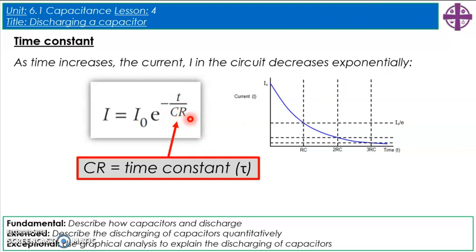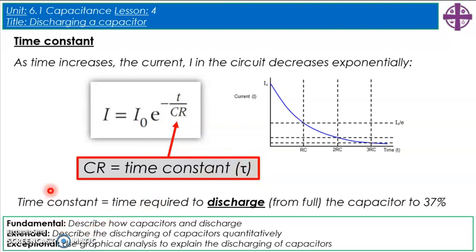This term here, CR, is called the time constant. It's written with the symbol tau, T-A-U, a Greek symbol. It's sort of like a lowercase t but without the top on it. The definition for the time constant is the time required to discharge the capacitor to 37%. So we allow either the voltage or the current or the charge to go from its maximum value to 37% of that maximum value.